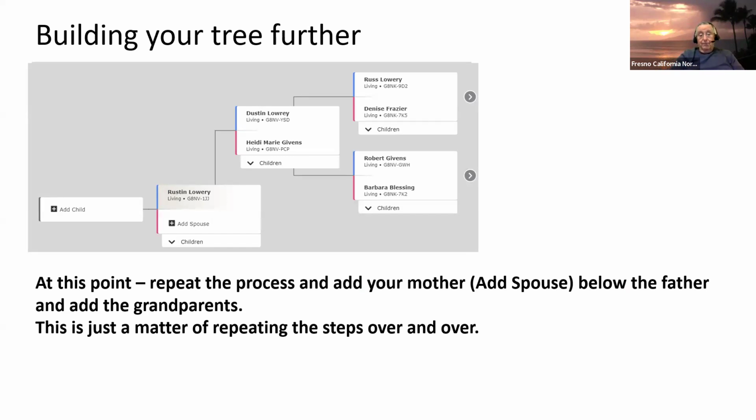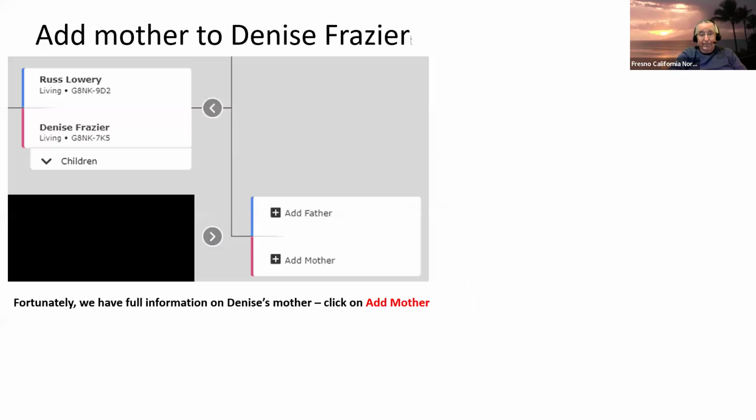Okay, so now we're at that point where, ignoring the one great-grandparent that's alive, we need to start adding in the deceased people. So we'll go up to where Rustin's grandmother and grandfather on his father's side are, and we'll add Denise's mother. We're going to add the mother down here. We have Russ and Denise here. Russ's information would come out of the box and go up to the top of the screen, and Denise would come out and come down here.